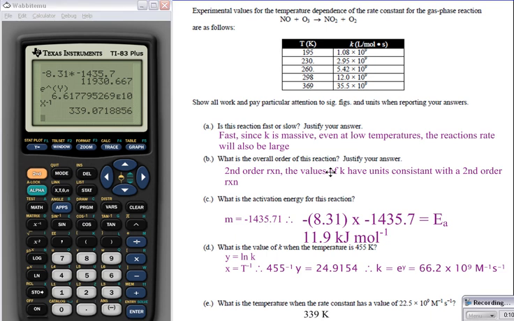And to double check, we can make sure that falls in line with our table. 339 would be between these two values. Is 22.5 between these two? And it is. So that looks like a good answer.